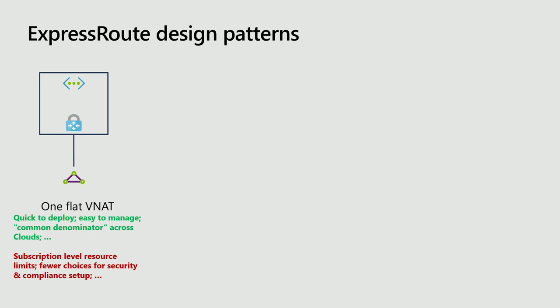But the downside of this is, if you have a really large deployment, you may run into the subscription level resource limit, because each VNet is owned by one subscription. Each subscription can only allow you to create a certain number of VMs, a certain number of CPU cores, right? So you may run into this problem. And also, if this is just a single VNet, that limits your choices for security, right? You can only have that many choices for a single VNet.